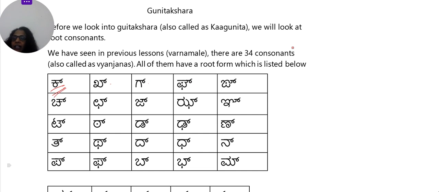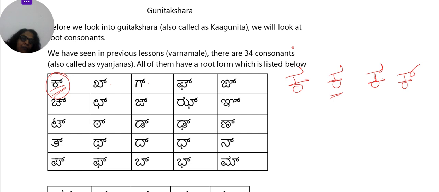But see how it is written. There is a difference between the way ka and this alphabet is written. This is the root form of ka. All of us know ka is written like this. This is ka, the talekattu is here. But ka in its root form, you will write it like this. You write this and the talekattu goes up, but you should not take it up. You should just twist it inside like this. So when you write it like this, this is the root form of ka.